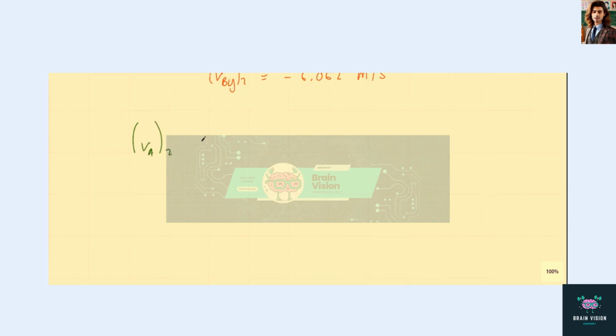VA2 is simply the square root of the sum of the squares of the components. So that's 3.8 squared plus 0 squared. And so we get the final velocity of disk A to be 3.8 meters per second, and that's to the left.